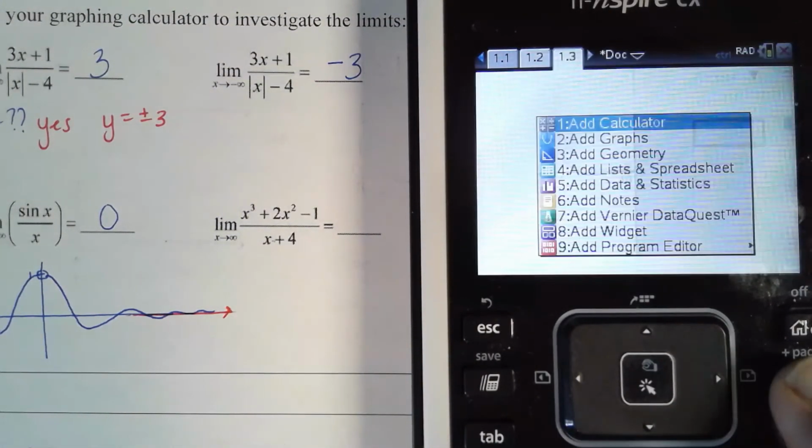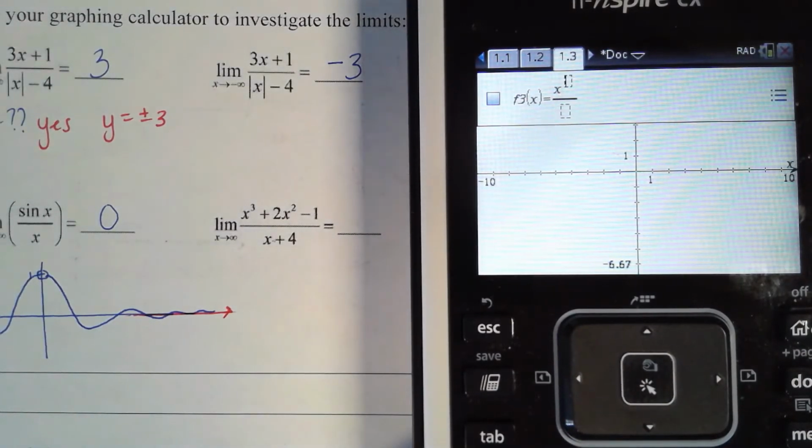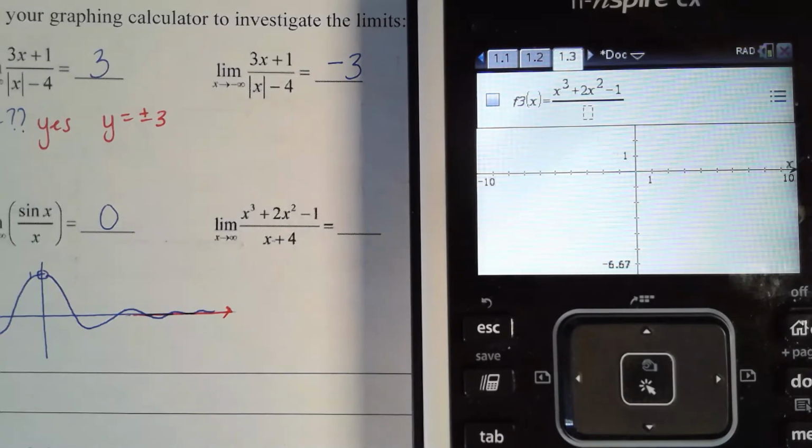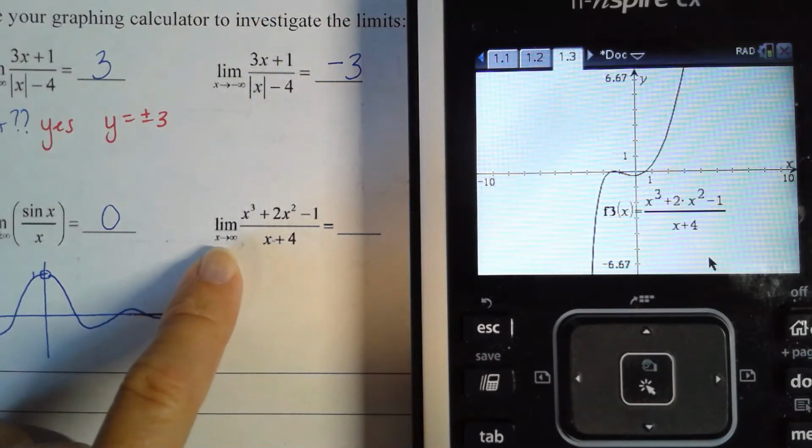All right, I'm going to add a new page again, and I have another fraction, and I have x cubed plus 2x squared minus 1. On the bottom I've got x plus 4. The question is, what is the limit as x approaches infinity?